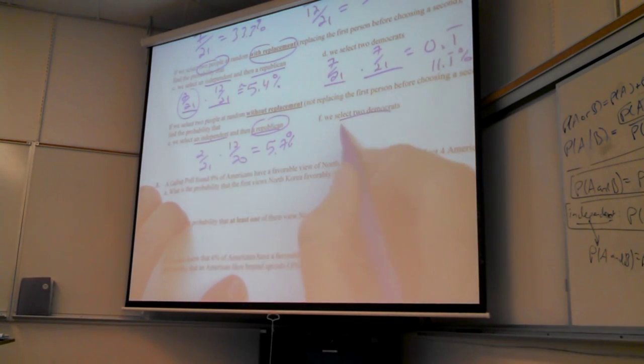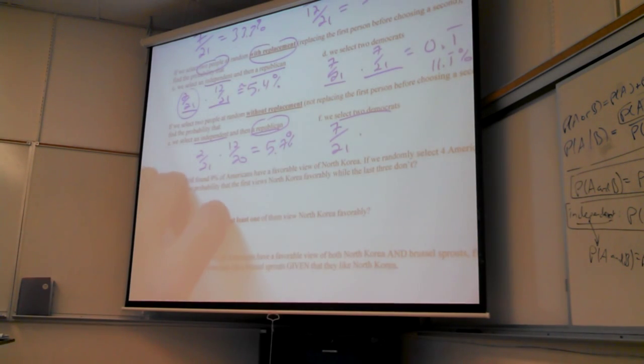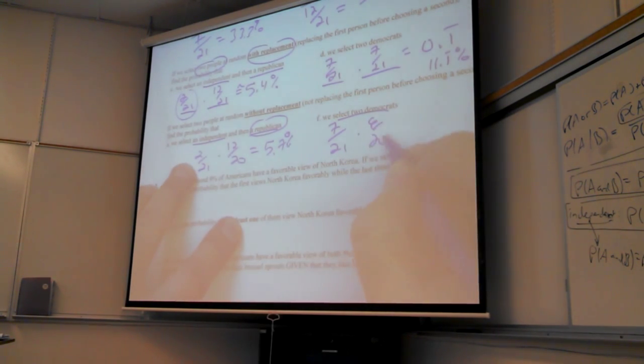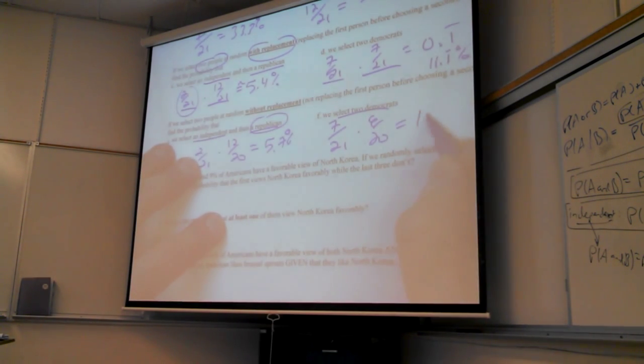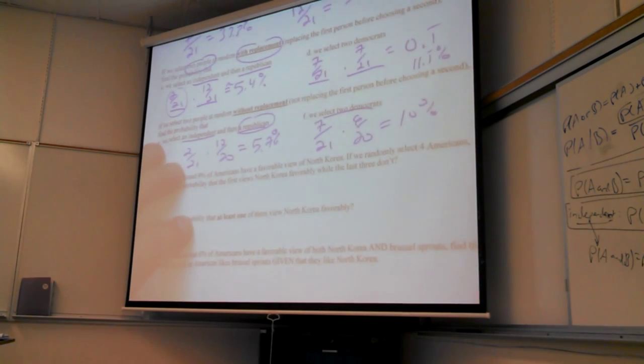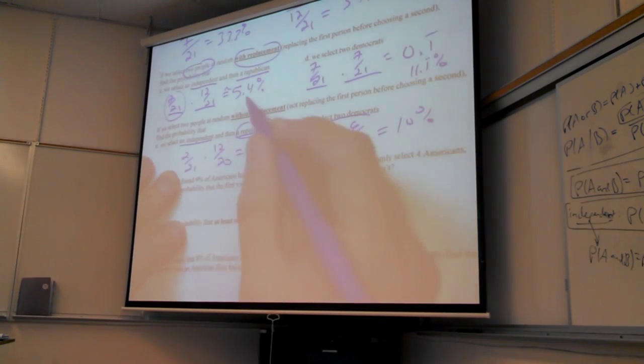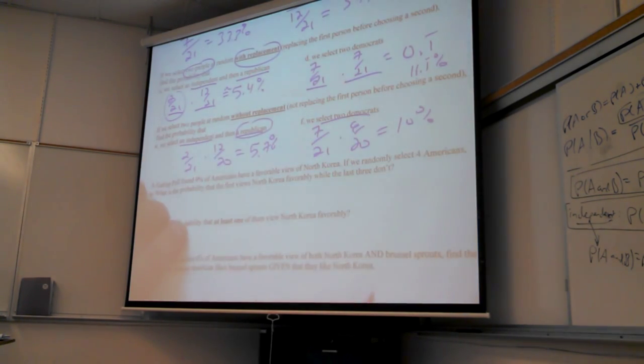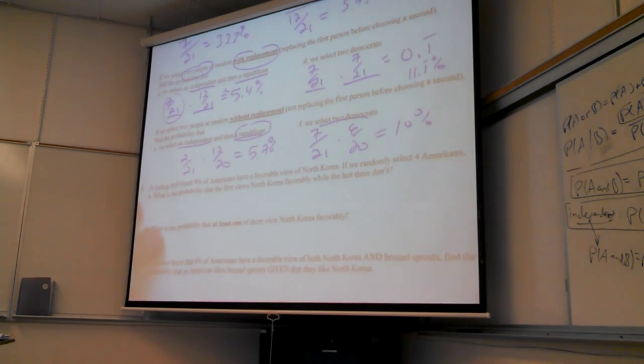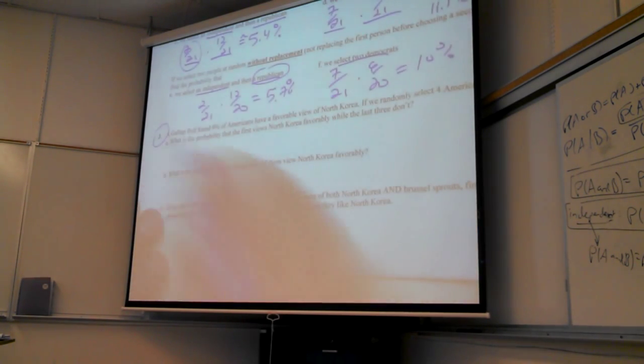And then 2 Democrats. Well, the first one being a Democrat, 7 out of 21, and then we let them run away. 6 out of 20. And then 6 out of 20. I like it. 10%. So you can see this probability went down a little bit because I have less chances to get a Democrat on the second one, but this probability went up a little bit because I still had all the Republicans on the next one. Maybe. Maybe not. All right. So now everybody's waiting for number 3.